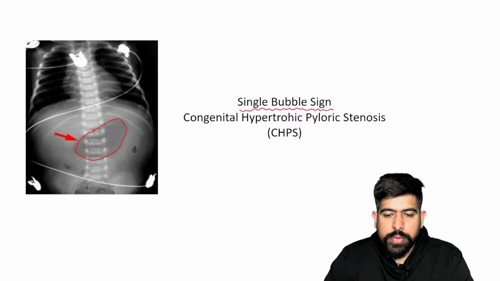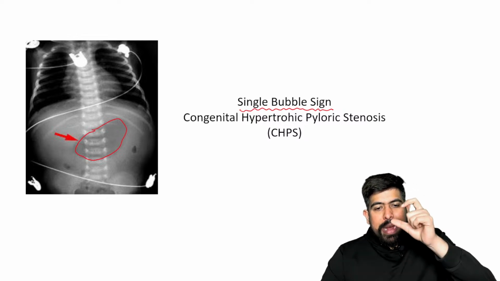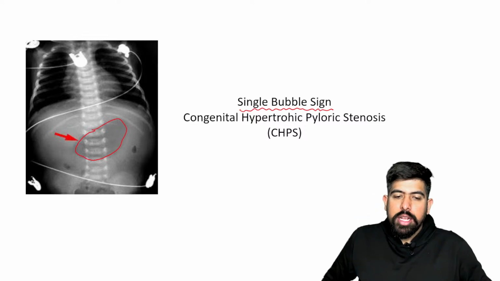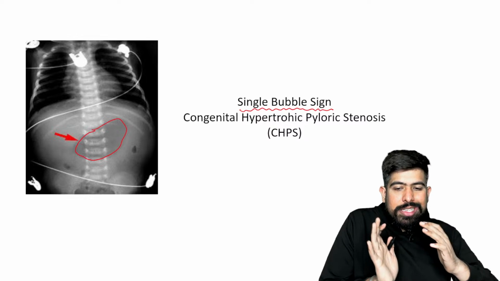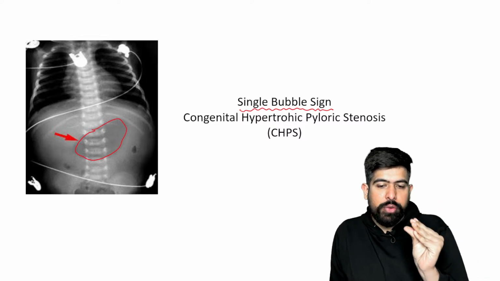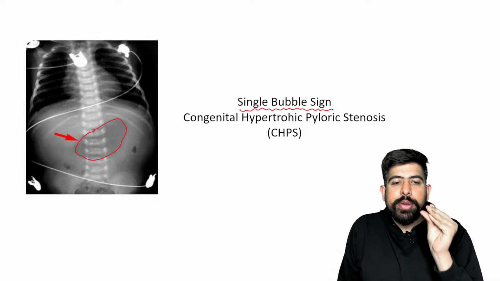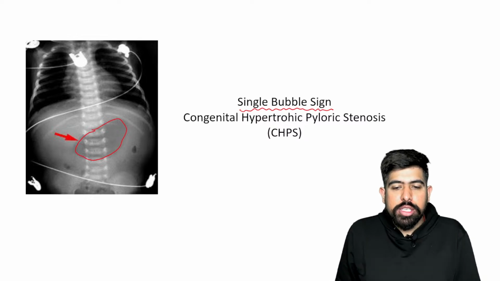So what is the cause of it? Yes, it is congenital hypertrophic pyloric stenosis. The pylorus, the part of the stomach, becomes congenitally stenosed, very narrow, and due to this the gas does not pass through to the intestines. So the gas remains in the stomach only.